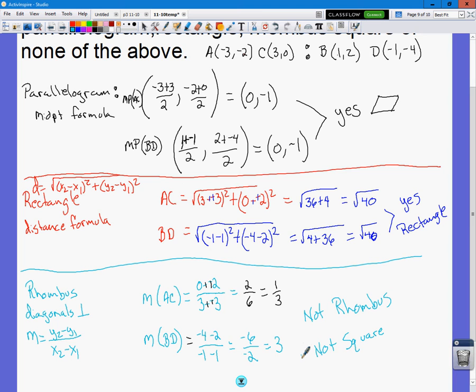Everybody good? Mm-hmm. What was the formula that you used for the parallelogram? What's that called? It is the midpoint formula, and it looks like this. x1 plus x2 over 2, comma, y1 plus y2 over 2. Everybody good?